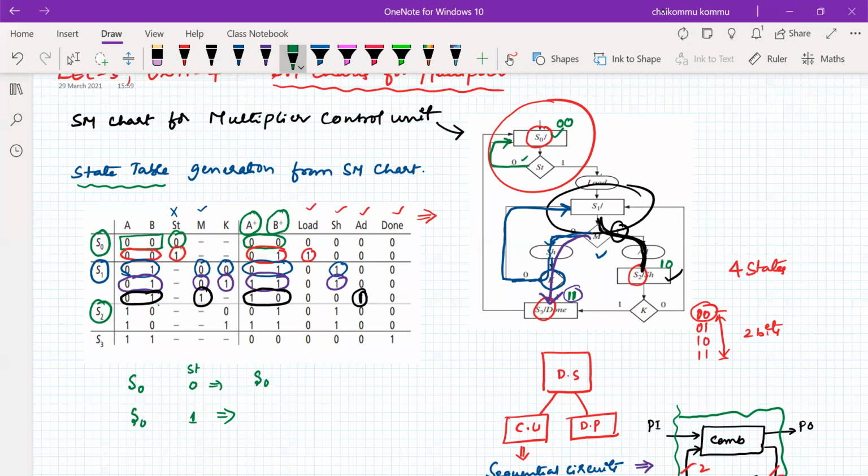That means the name I have given, 1 0, is the bits that are used to represent the S2 state.